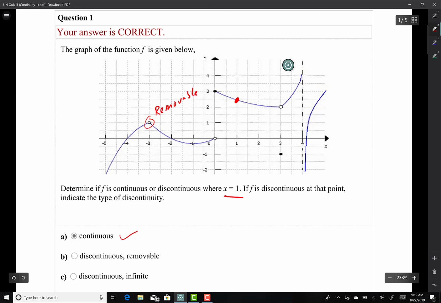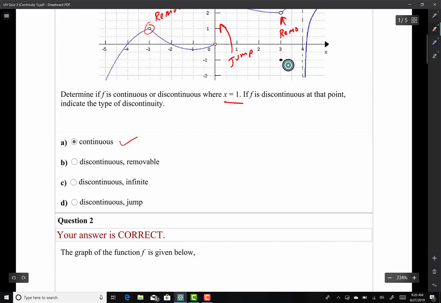If they would have asked at x equals 0, that would have been a jump. If they would have asked at x equals 3, that would have been removable. And if they would have asked at x equals 4, that would have been an infinite discontinuity. All right, let's continue, guys.